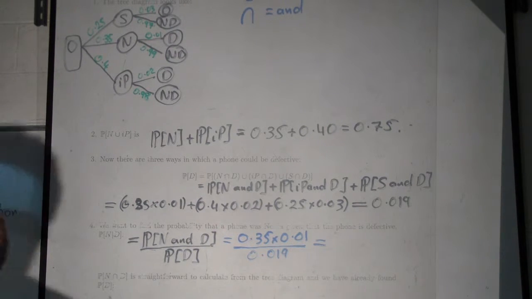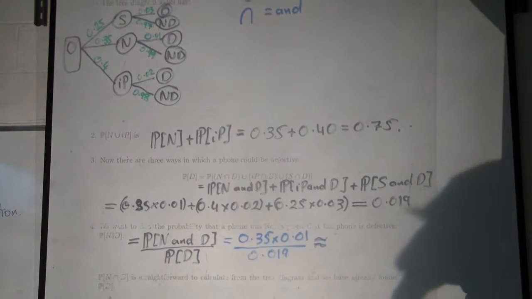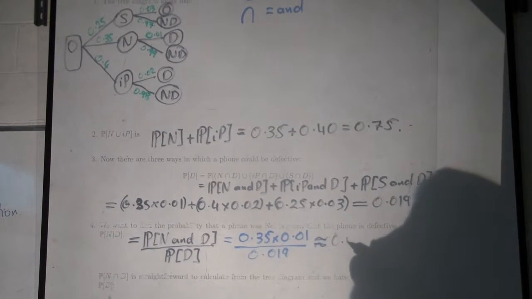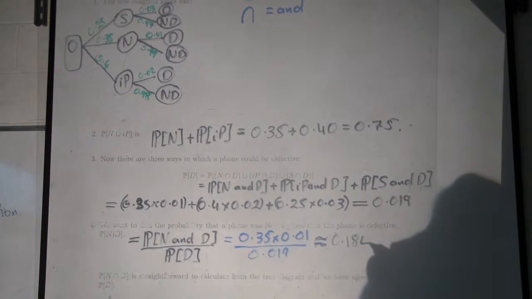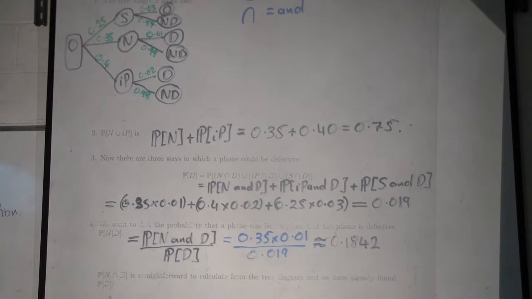And the answer turns out to be, again, I'm just going to use 4 decimal places here. 4 significant figures, 1842. Now some of the answers that come out here are really hard to understand. This one probably isn't too bad. And I'll show you on the board.